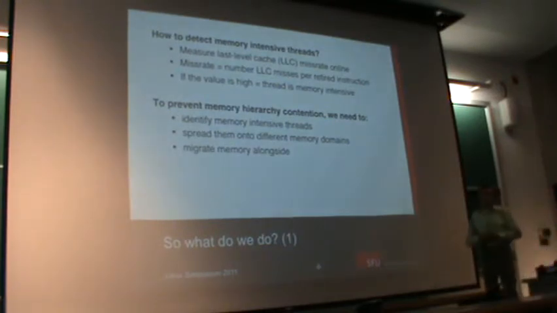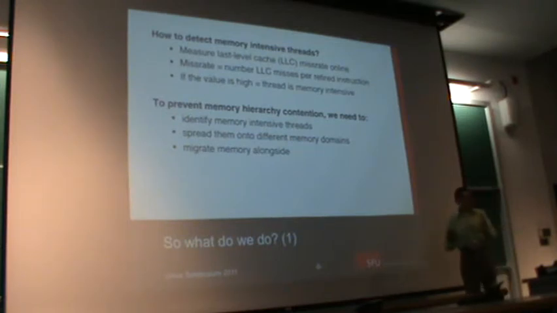To prevent this performance degradation, which can be as serious as twice as slow in comparison with running the application alone on an idle machine, we need to detect the amount of memory intensiveness of the application, right? If we have two threads A and B, we need to detect how memory intensive they are.